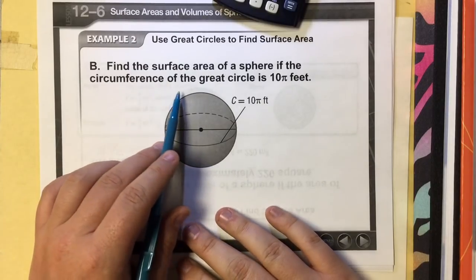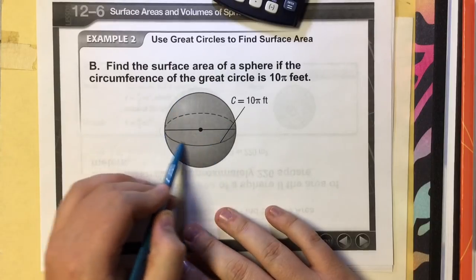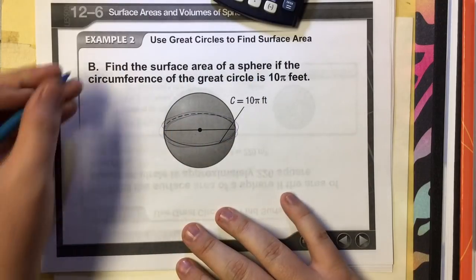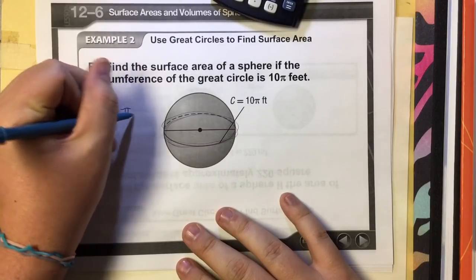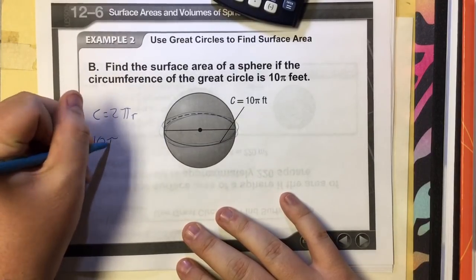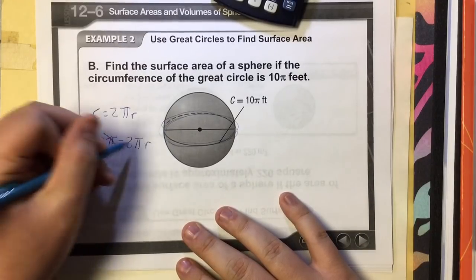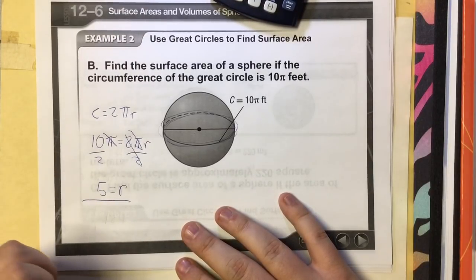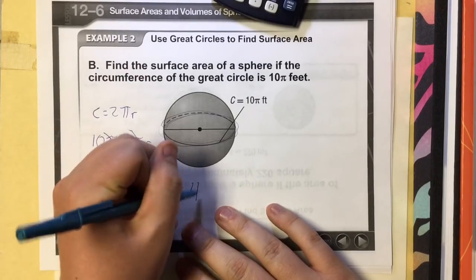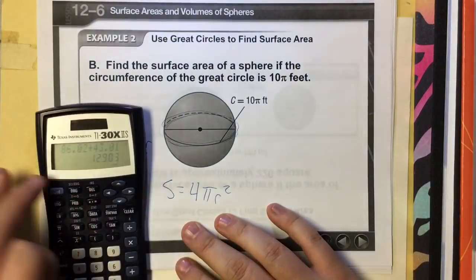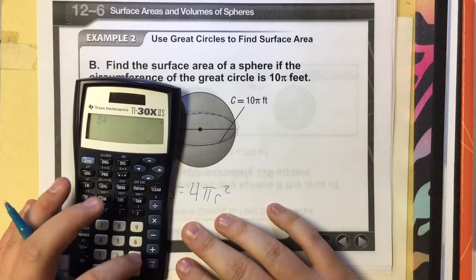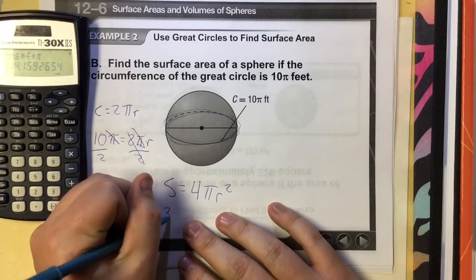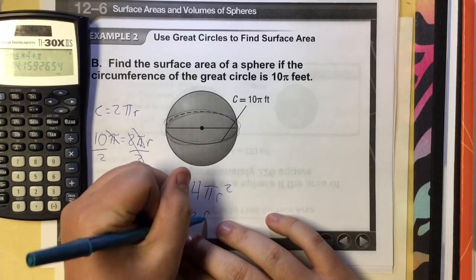Right here, find the surface area of the sphere if the circumference of the great circle, that's the biggest circle you can have, is 10 pi feet. Well, we know circumference is equal to 2 pi r. So I can say 10 pi equals 2 pi r. My pi's can cancel. Divide by 2, and I get 5 is my radius. Now that I know that my radius is 5, I can say my surface area equals 4 pi r squared. So I'll first square 5, times 4 times pi, and I get right around 314.2 square feet.